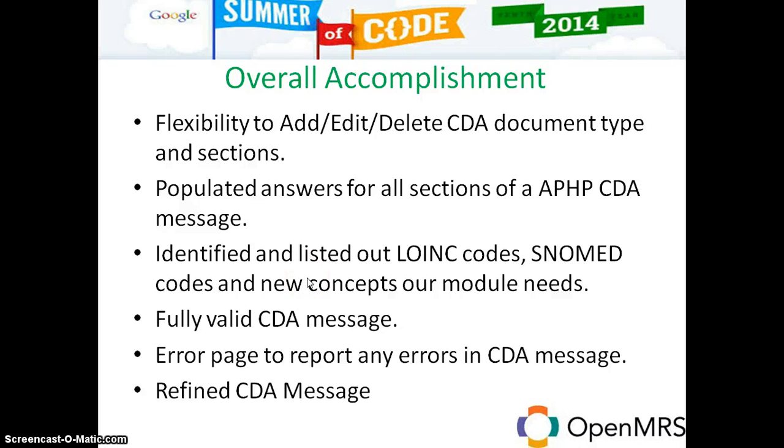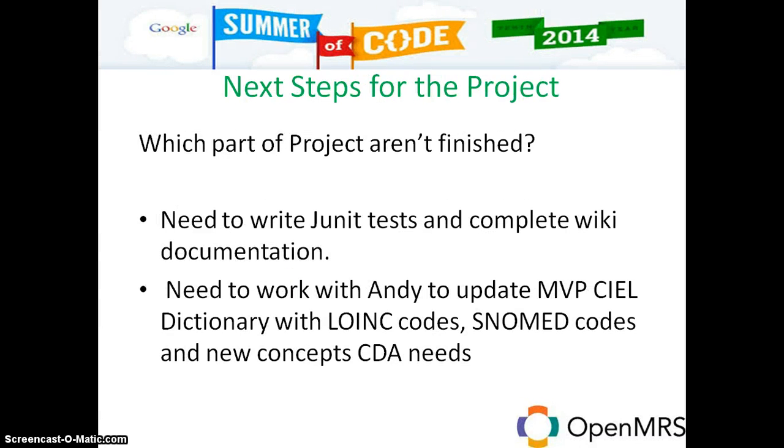Next steps for the project. Which parts of the project aren't finished? Number 1, I need to write a few JUnit tests and complete the wiki page documentation. Number 2, we need to work with Dr. Andy to update the MVP CIEL Dictionary with the LOINC codes, SNOMED codes and new concepts which our module needs. I will complete this task after the soft pencil down date, that is after 11th August.